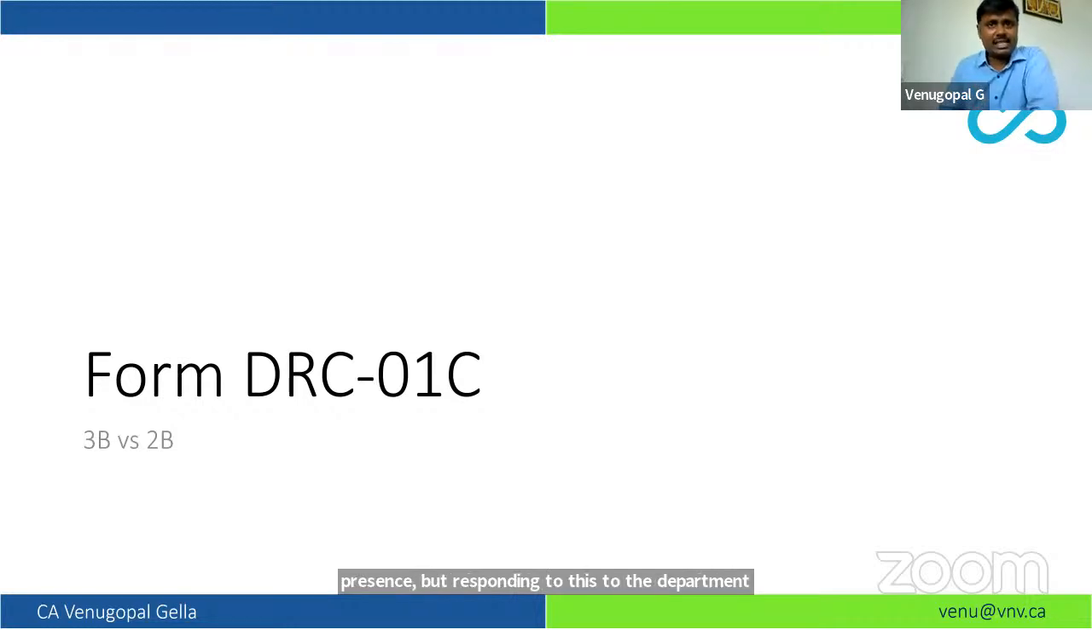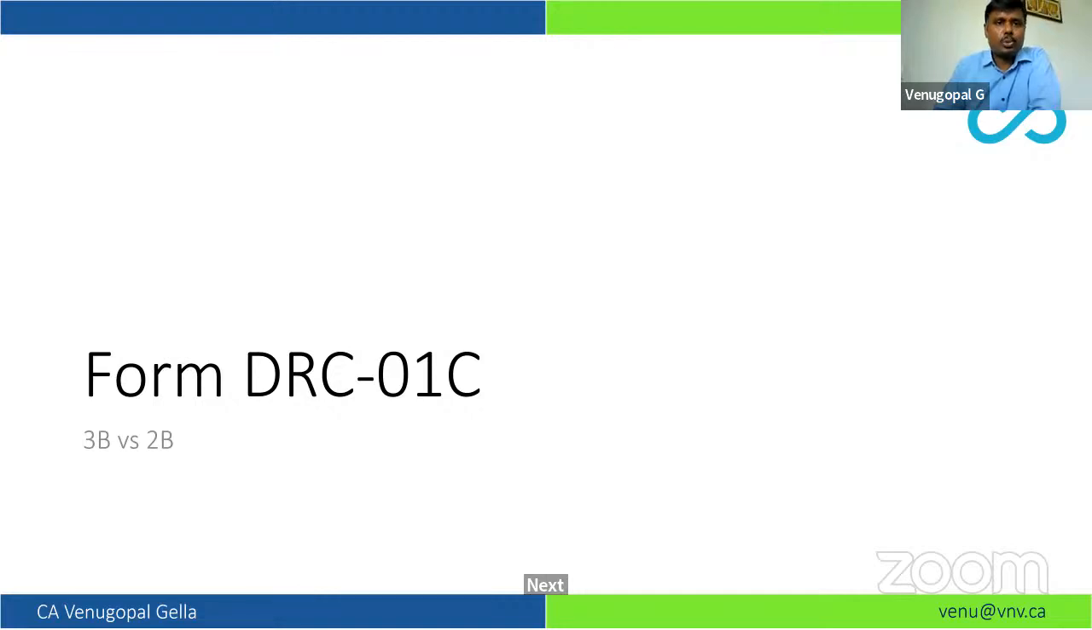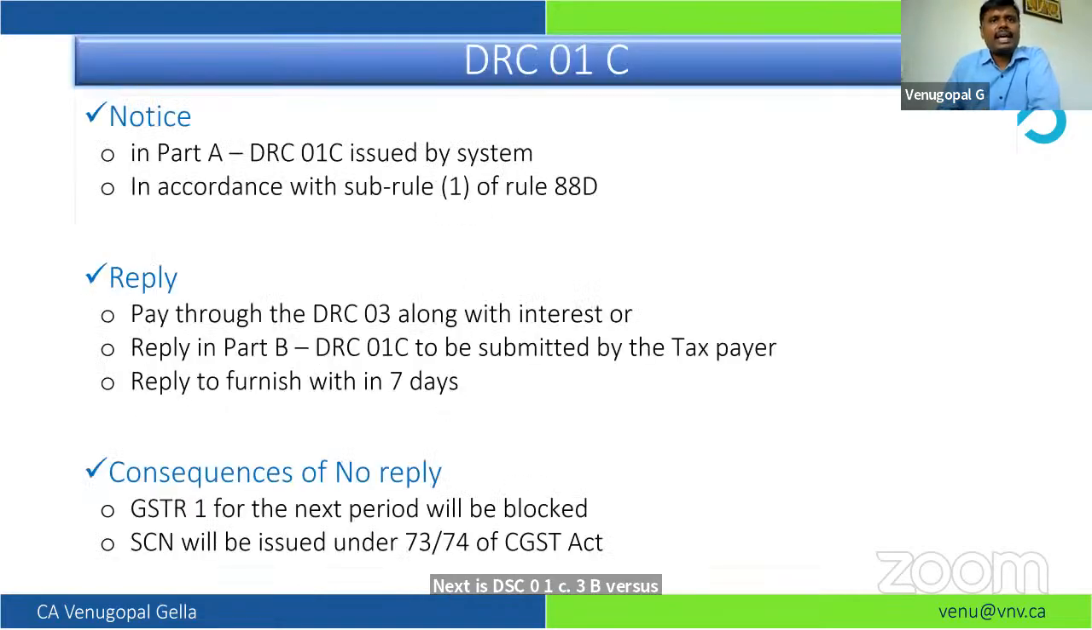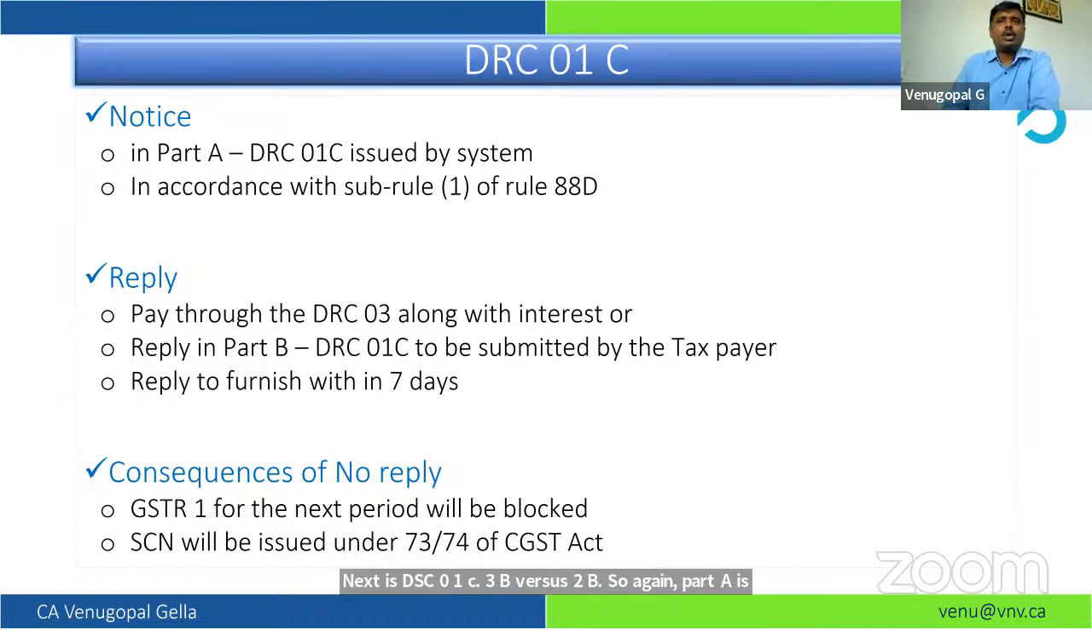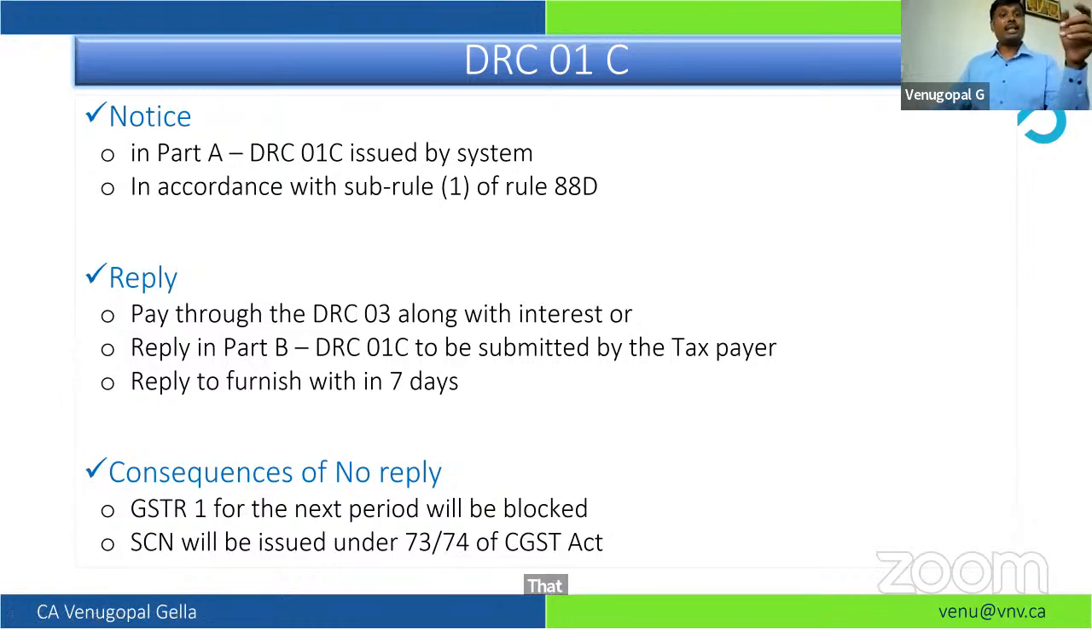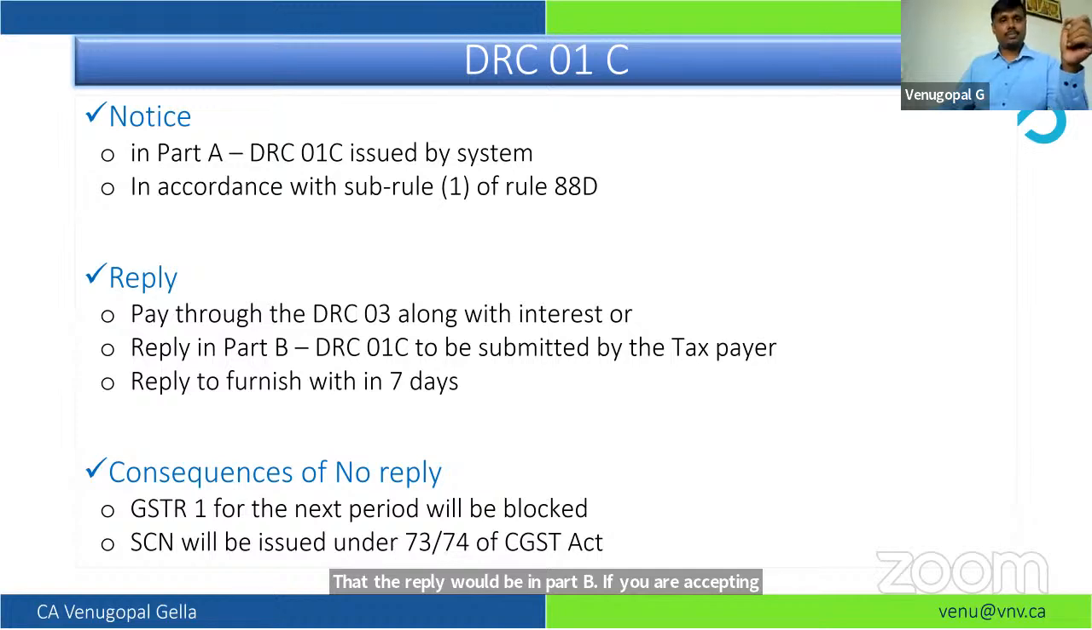Next is DRC01C, 3B versus 2B. So again, part A is issued by the system. As I said, Rule 88D says DRC01C, which is issued by the system as part A. The reply would be in part B. If you are accepting it, you may make the payment in DRC03. In both the cases, the response should be within 7 days.